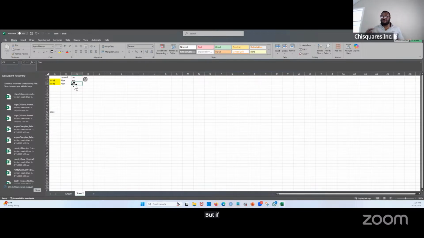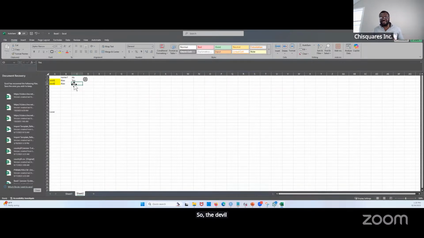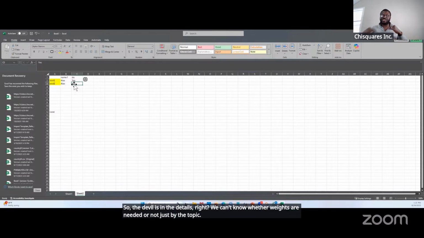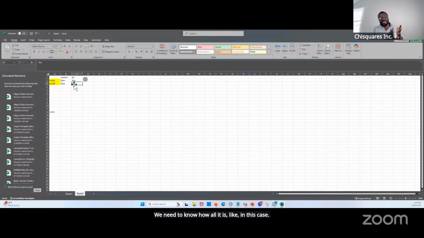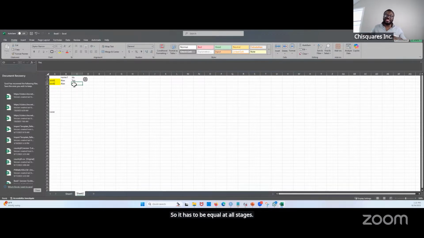But if you somehow use another selection method, let's say you use PPS, probability proportional to size, well, in that case, people in big classrooms have more likelihood of being selected than those in tiny classrooms. So the devil is in the details, right? We can't know whether weights are needed or not just by the topic. We need to know how it was done. In the multiple stages, how did you select? Was the probability of selection equal in all the stages? It has to be equal at all stages for you to say that the probability is equal.